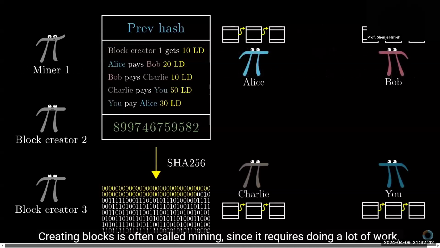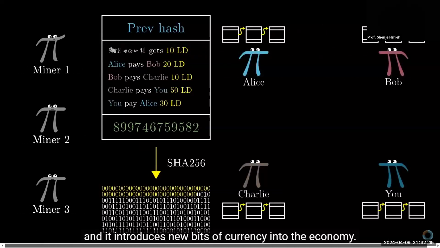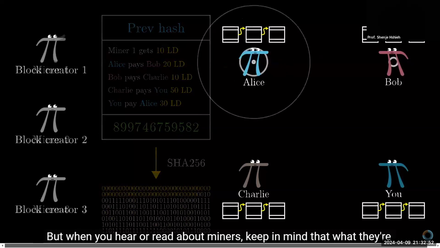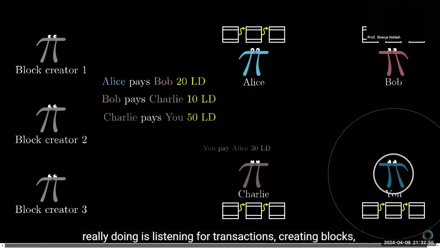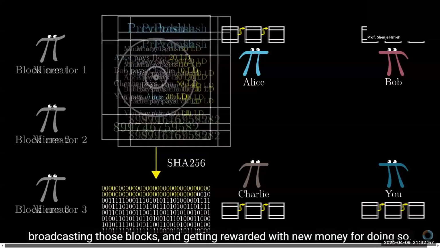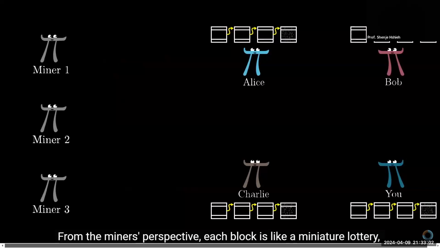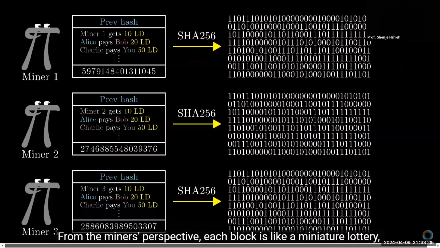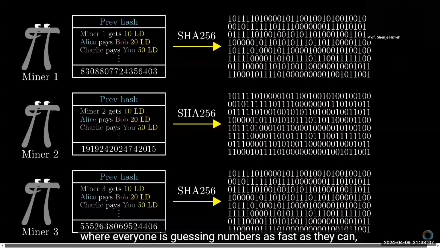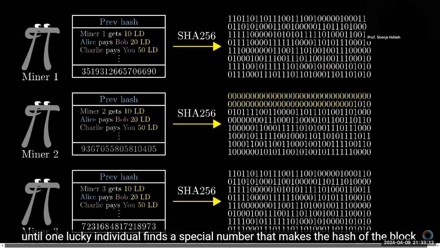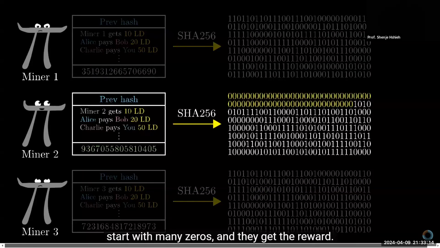Creating blocks is often called mining, since it requires doing a lot of work, and it introduces new bits of currency into the economy. But when you hear or read about miners, keep in mind that what they're really doing is listening for transactions, creating blocks, broadcasting those blocks, and getting rewarded with new money for doing so. From the miner's perspective, each block is kind of like a miniature lottery, where everyone is guessing numbers as fast as they can until one lucky individual finds a special number that makes the hash of the block start with many zeros, and they get the reward.